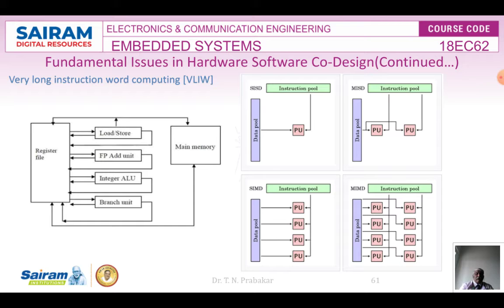Then the third diagram on the bottom side you can see SIMD. So there is a single instruction which is taken from this instruction pool, but it is processing multiple data. So 4 data are coming from this data pool, right?